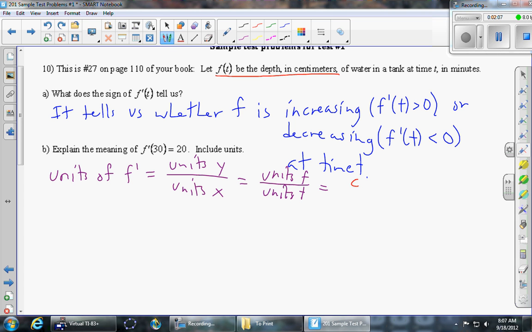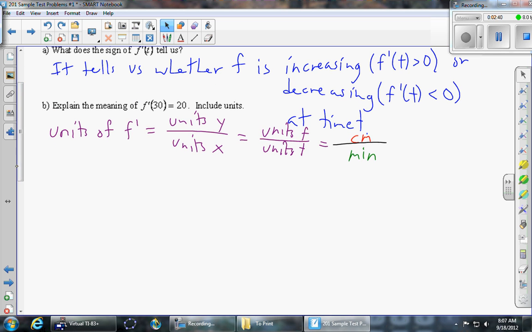So let's put centimeters up here on the top, divide by, and then we need the units for t, and t is measuring time in minutes. So down here is minutes. So somehow the units of f prime are centimeters per minute. And I think that makes sense, that it tells you whether the function f is increasing or decreasing, is the depth increasing or decreasing, and it tells you the rate at which that's happening in centimeters per minute.